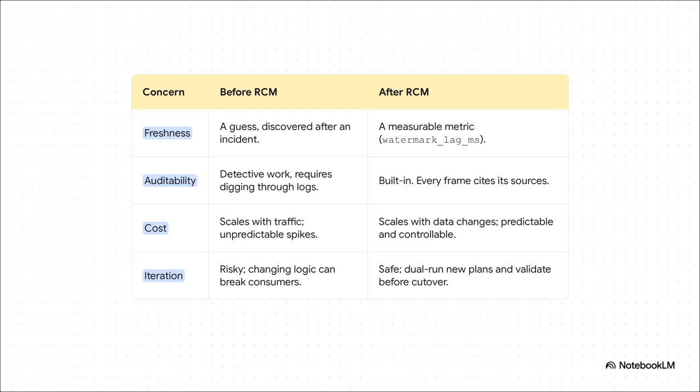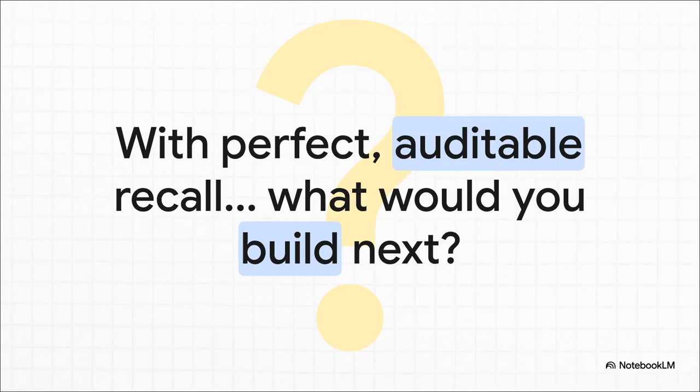It really changes everything. So I'll just leave you with this to chew on. Imagine for a second that your system's memory wasn't this chaotic, expensive problem you're always fighting with. What if, instead, it was a reliable, composable, perfectly auditable asset? If you had that, what would you build next? What becomes possible then?